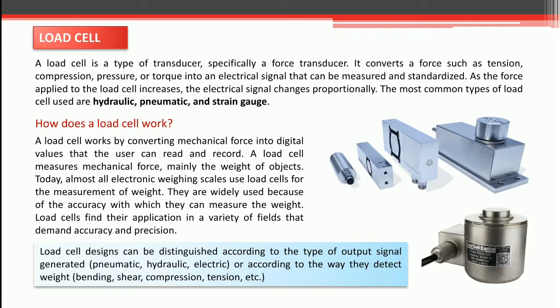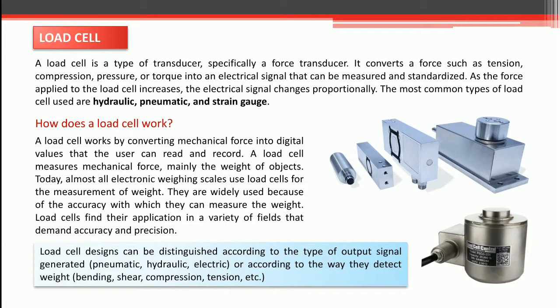Now if you ask how this type of load cell works, basically all electronic weighing scales use load cells for the measurement of weights, and as I have said earlier, these are widely used because of the accuracy with which they can measure the weight. Load cells can be distinguished according to the type of output signal generated, like pneumatic, hydraulic or electric, or they can also be differentiated by how they detect the weight, like bending, shear, compression or tension.